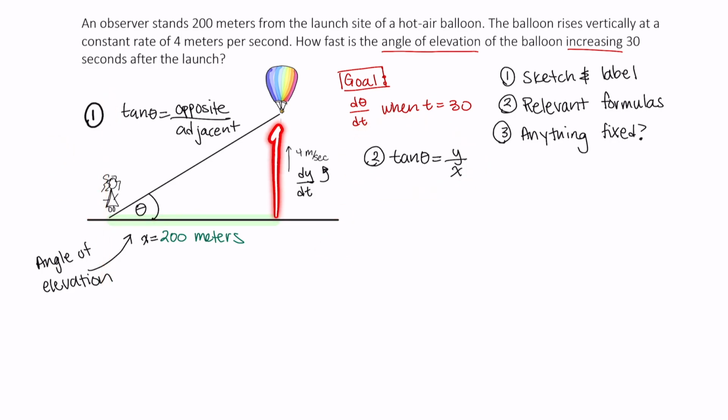Next, the balloon is going up. The observer's angle here, as they're looking at the balloon, is changing as the balloon gets higher and higher. So the balloon would start off here, and you can see how the angle of elevation changes in this direction. So that's not fixed. The observer is standing still, so this distance is fixed. X equals 200. Fixed. So this is 3. Now I can rewrite this formula as tangent of theta equals y over 200. Have we used all the relevant information, or are we missing something?